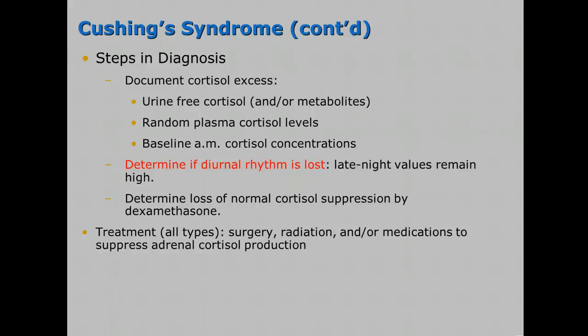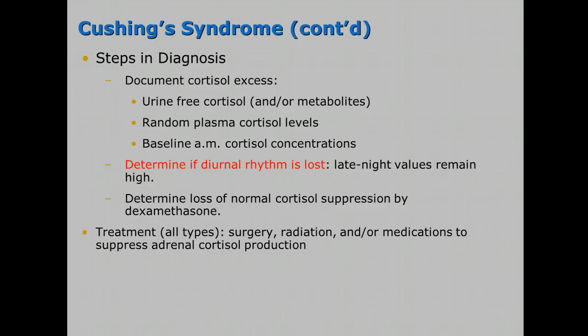So what are some of the steps we do to diagnose this? Well, we can do a urine cortisol and look for cortisol levels there. We can do a random plasma cortisol. But the best thing to do is an AM and a PM cortisol. If you do this and somebody has Cushing's disease, the AM levels and PM levels will be very similar. That means diurnal rhythm is lost. The late night values remain almost as high as they were in the morning.